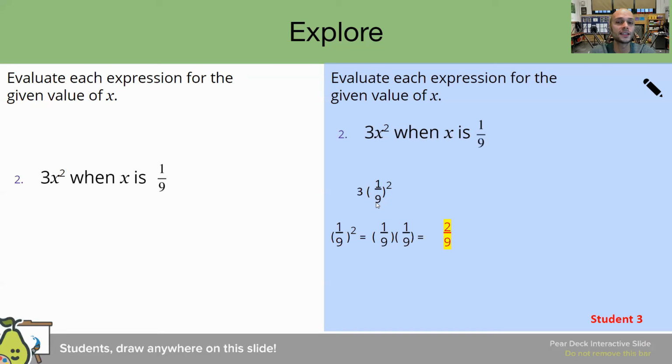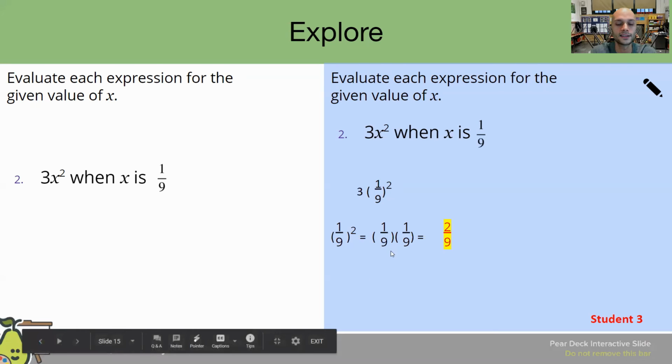It looks like after they substituted, they went straight to the exponent part, which is perfect. You have your parentheses. There's no operations inside the parentheses, so we move ahead. As we move ahead, we see that there is exponents, so let's take care of that. This student noticed that 1/9 to the second power is really 1/9 times 1/9, which is perfect. So where did they go wrong? Everything seems to be really good right now.